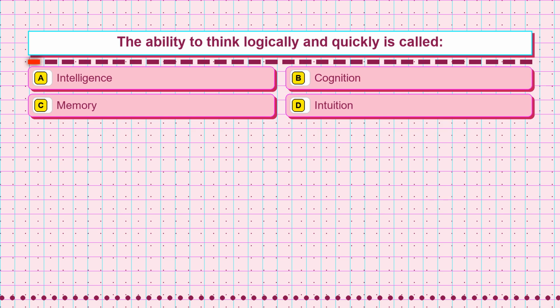Question 77. The ability to think logically and quickly is called option A, intelligence. Option B, cognition. Option C, memory. Option D, intuition.